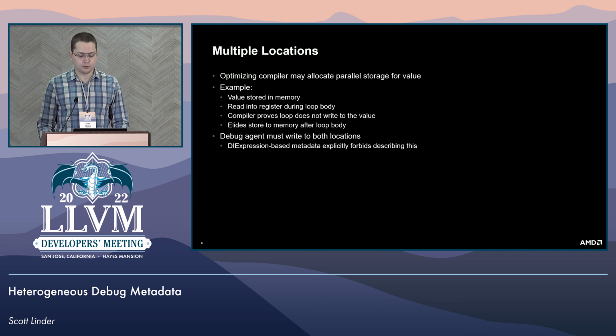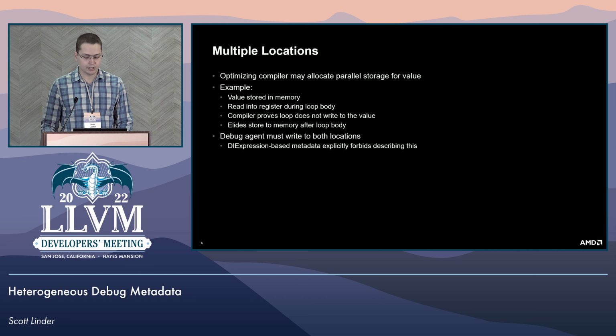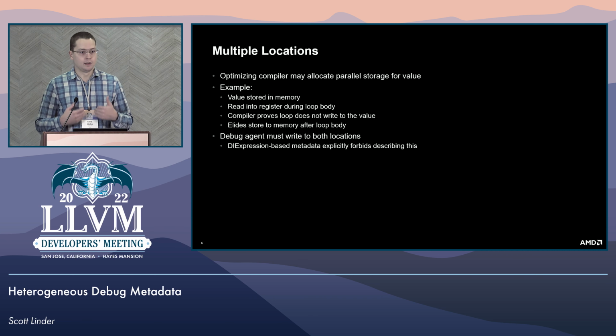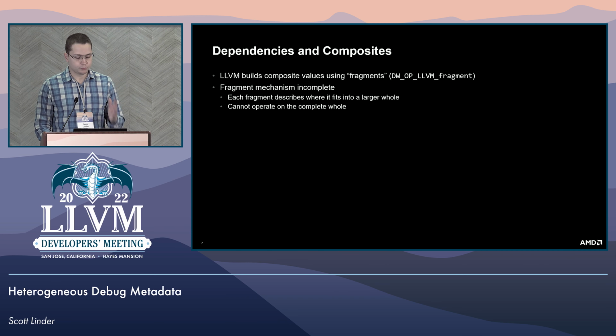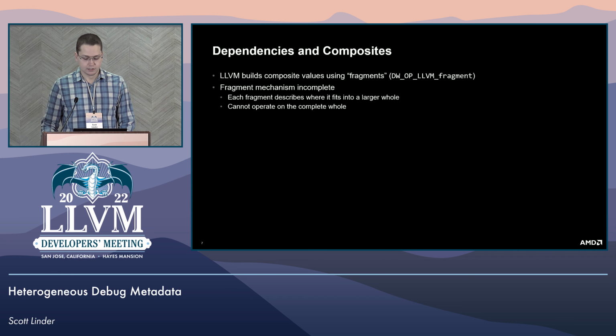And if a debugger wants to update the value, the user has to write to it, it would need to update both, or it would be violating an invariant the compiler was relying on. But as we just saw, by construction, the current LLVM metadata doesn't let you represent that. If you define the new location, you're implicitly saying it's no longer in the previous location. So any change we propose needs to address representing multiple locations at the same time. And with multiple locations in the back of our mind, let's look at the next challenge, dependencies and composites.